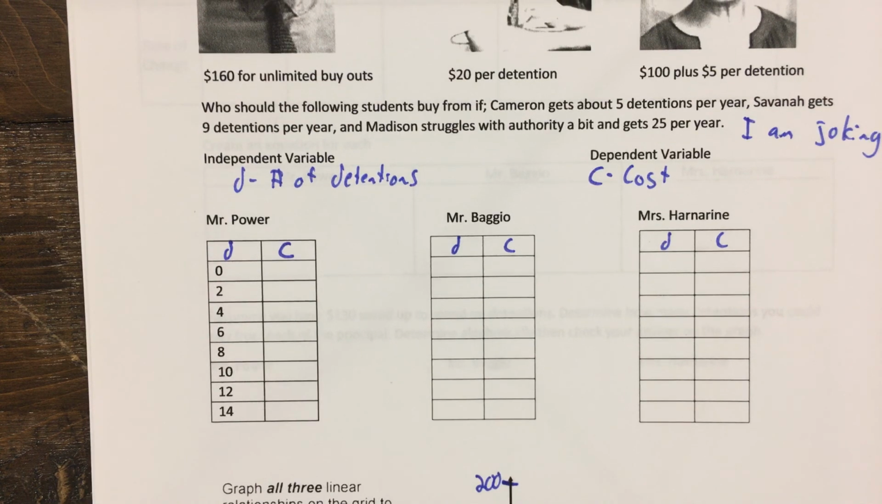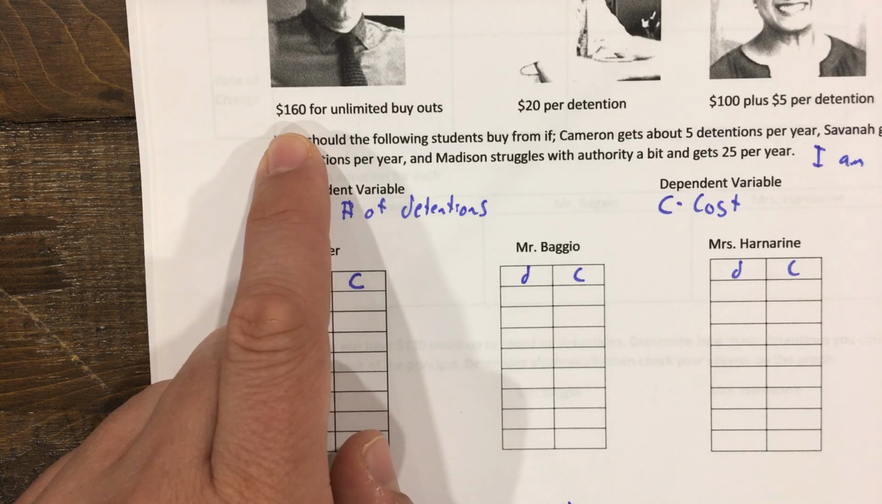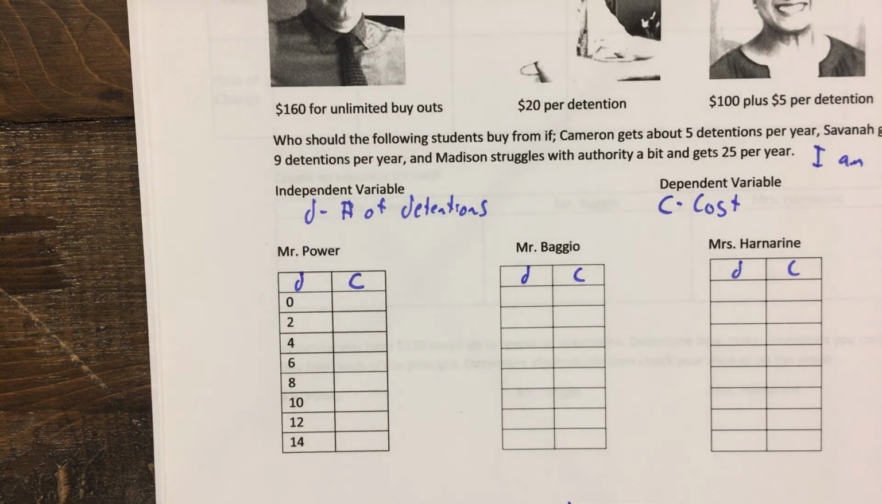So, the number of detentions for Mr. Power, okay? Well, Mr. Power is 160 bucks for unlimited detention buyouts. So, if you sign up with Mr. Power and you give him on September 3rd 160 bucks, it doesn't matter how many detentions you get. You always have paid him 160 bucks.